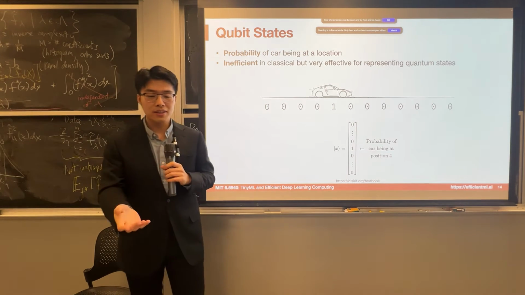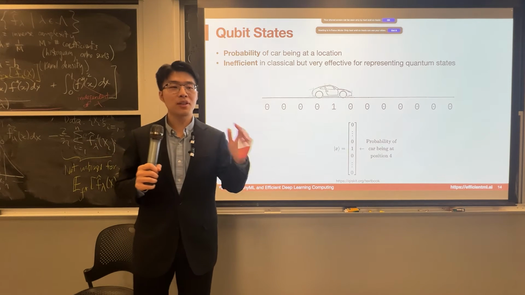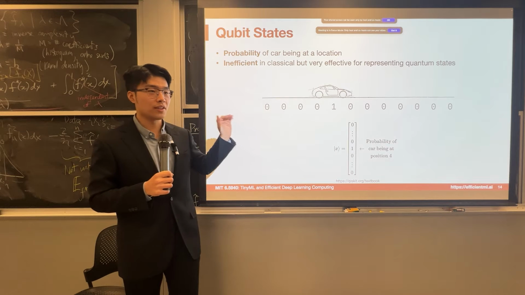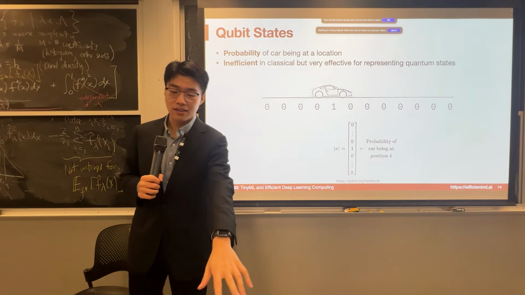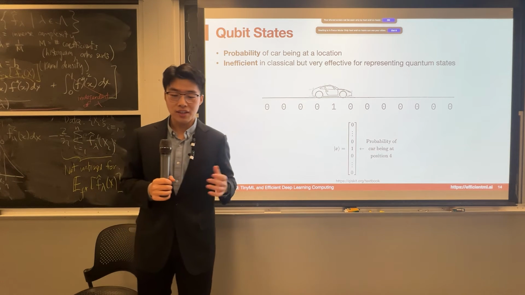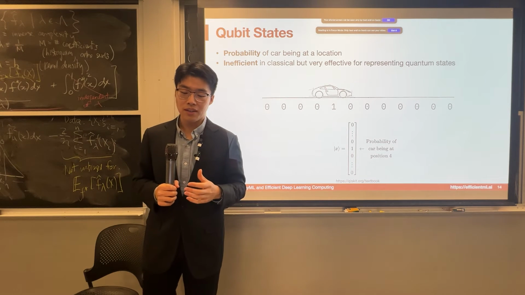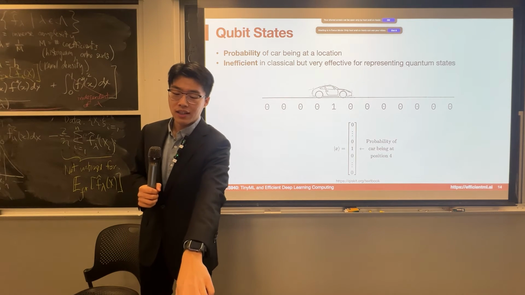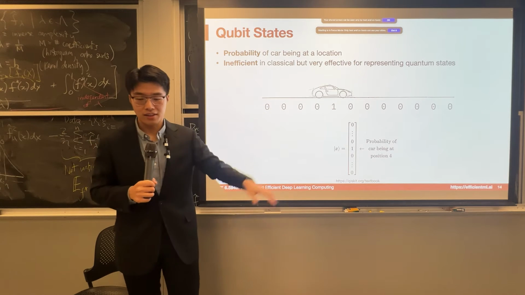The qubit state is a little bit different from that, because the car can be simultaneously at different positions of this one-dimensional system. It may be at the 0 state or at some other 1 state. So we are inefficient in the classical domain at representing information, because here we have just one possible piece of information to represent at one time, which is a one-hot vector, right?